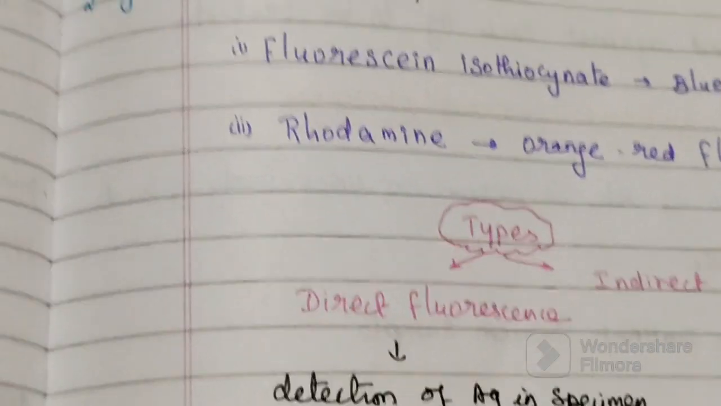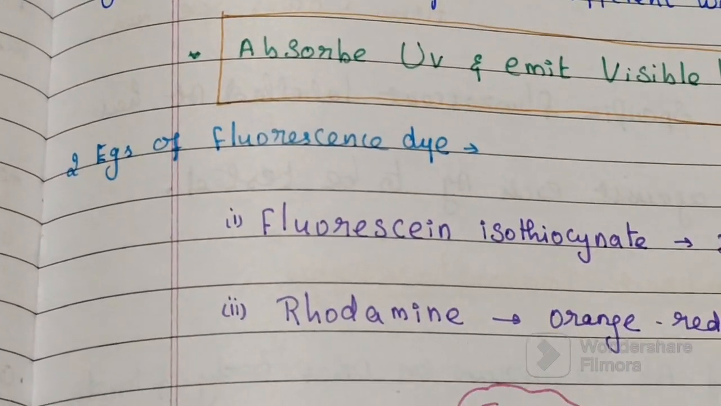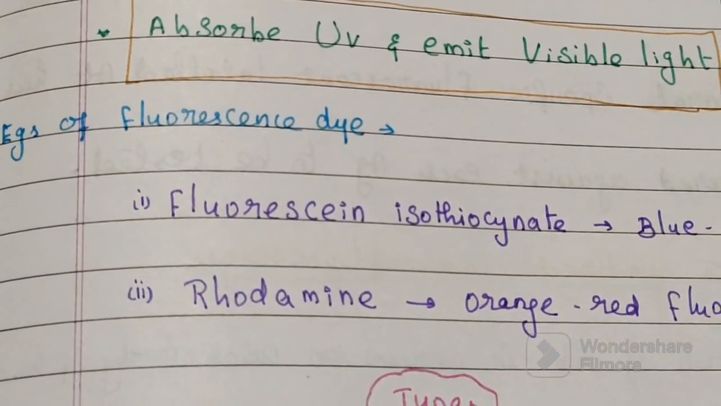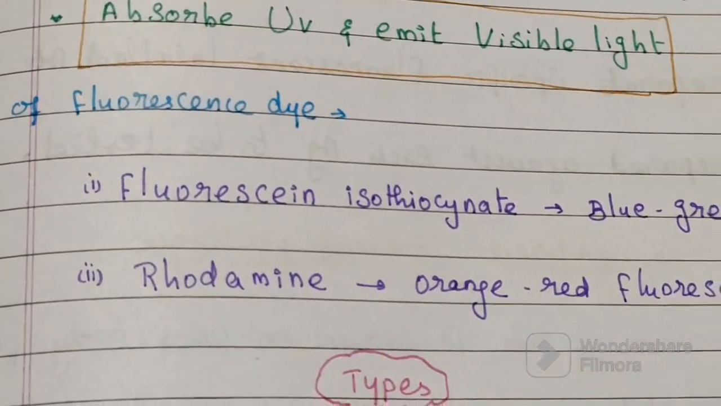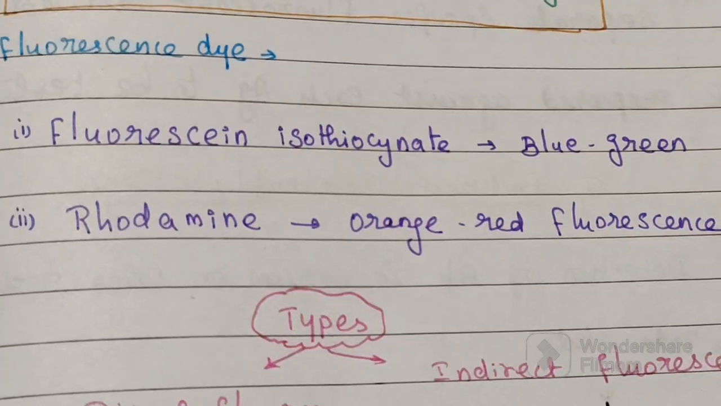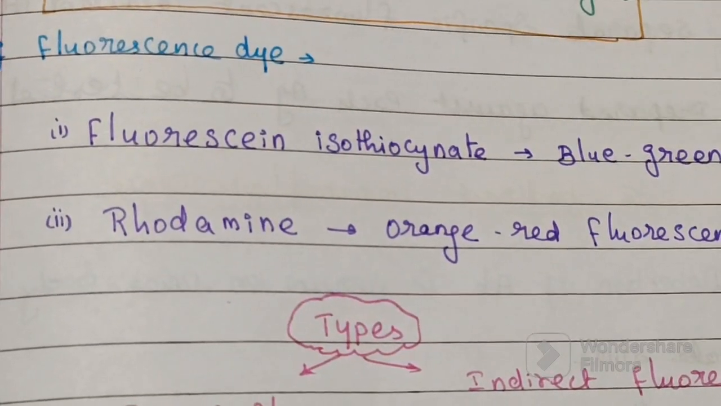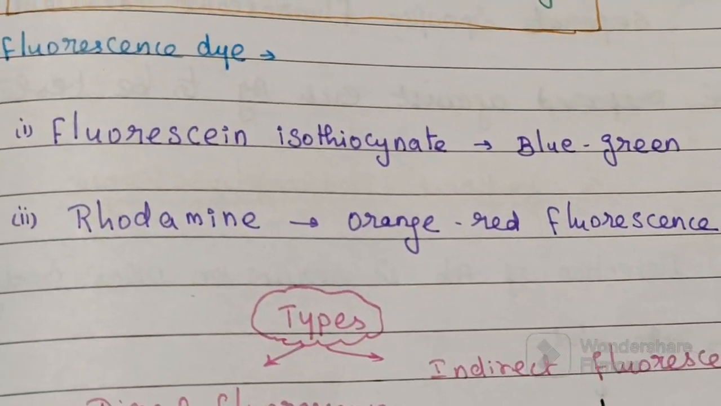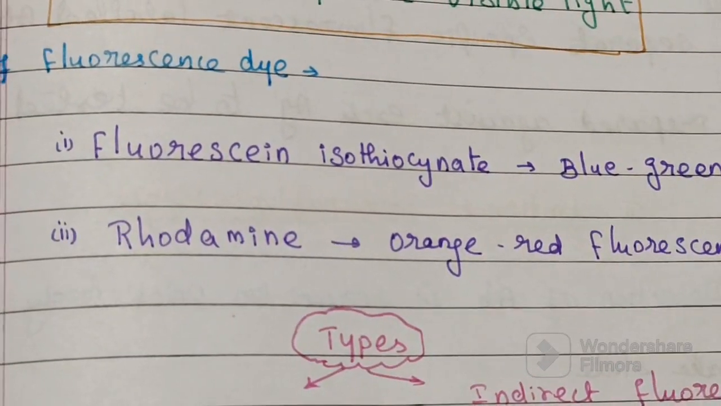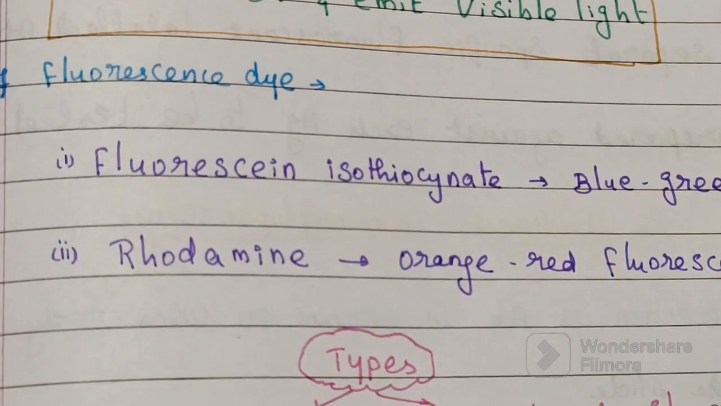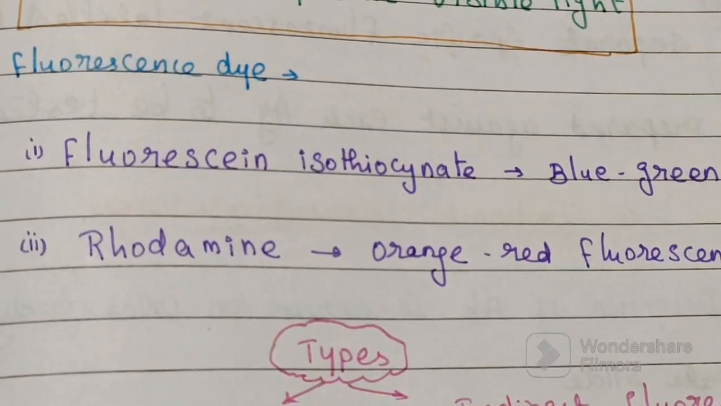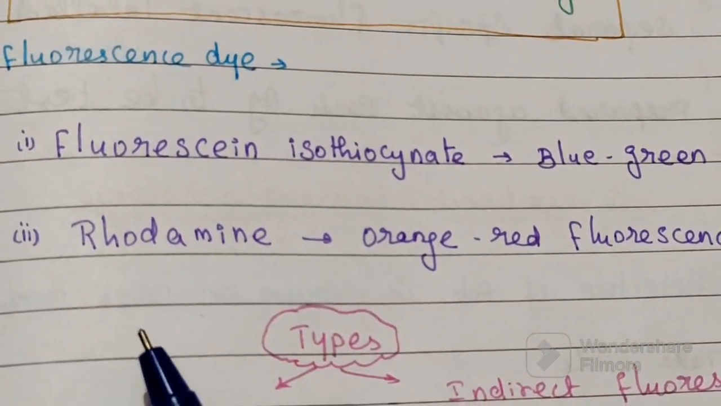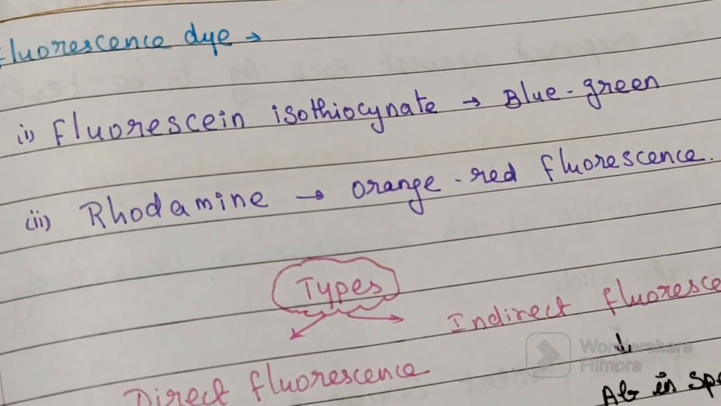There are two types of fluorescent dyes. One is fluorescein isothiocyanate, which is blue green in color, and the other is rhodamine, which is orange red fluorescent color. So the two types of dyes are: fluorescein isothiocyanate, blue green, and then rhodamine, orange red.